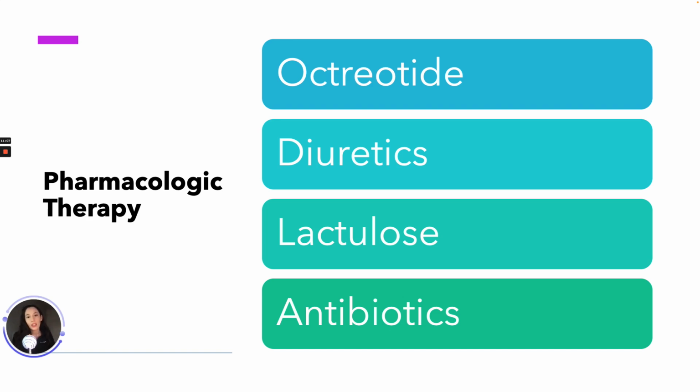Pharmacological therapy: we can use octreotide, which may be prescribed for esophageal varices. We can use diuretics, which can help with edema. However, we need to monitor them carefully for fluid and electrolyte imbalance because this can precipitate hepatic encephalopathy. Lactulose is what we use to treat hepatic encephalopathy. Antibiotics are used to decrease intestinal bacteria and reduce ammonia production, which is one of the causes of encephalopathy.